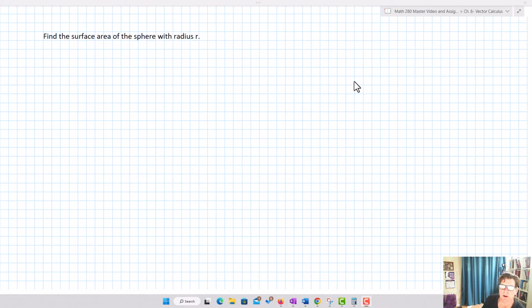Let's suppose now that we want to find the surface area of a sphere with radius r. So what we're going to do is start out with, one, it's a sphere. So I'm going to be parametrizing using spherical. Also, you might already know what the surface area of a sphere with radius r is. Great. Compare it against what we've got.